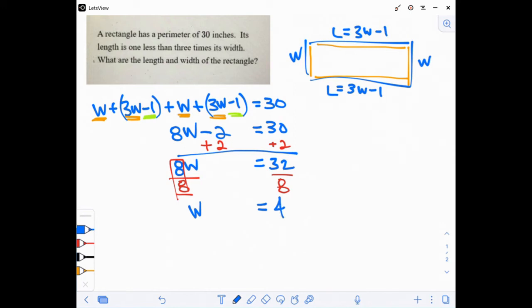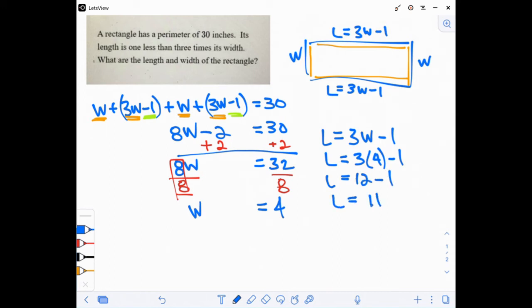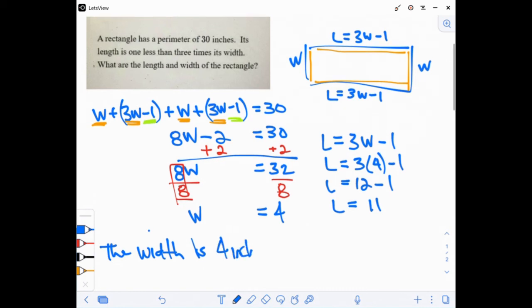So if the width is 4, what's the length? Well, the length equals 3 times the width minus 1. So the length has got to equal 3 times 4 minus 1. So the length is equal to 11. So I believe the width is 4 feet, or 4 inches, excuse me. And the length is 11 inches.